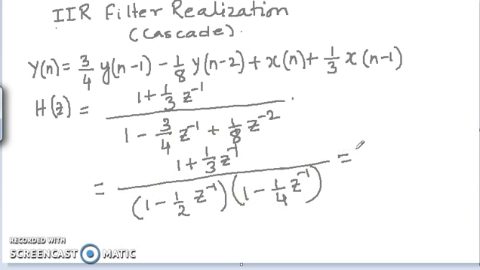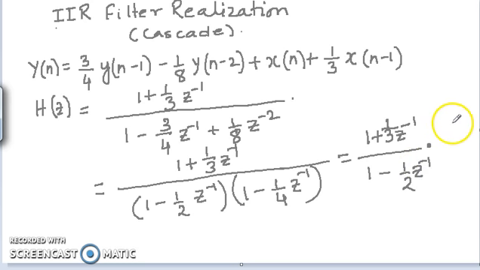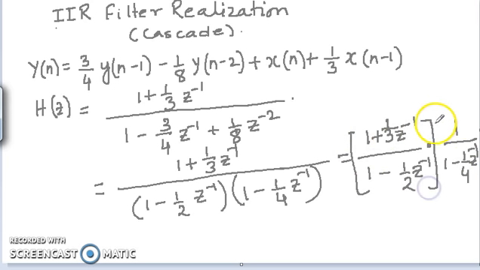So how am I writing H1? I am taking the zero with the first one. So it will be (1 + 1/3 z^-1) divided by (1 - 1/2 z^-1). This is my first part, and the next part will be 1 divided by (1 - 1/4 z^-1). So I am breaking it into two parts. One I am calling H1 and another I am calling H2.